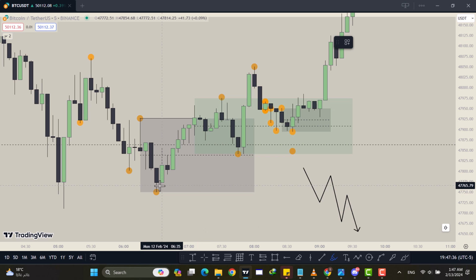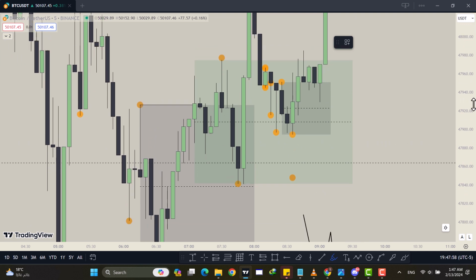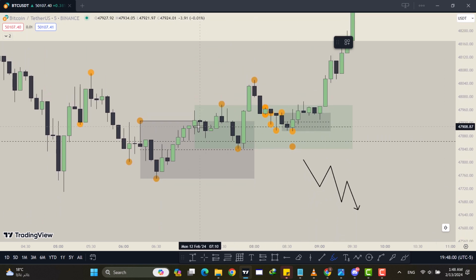But this is not the case. Now we printed a higher high, as you can see here, and we closed above it. We need a body closure. As you can see here, it happened here. There you go. So in order for us to create a new high, we need body closure. So price did this, traded higher.